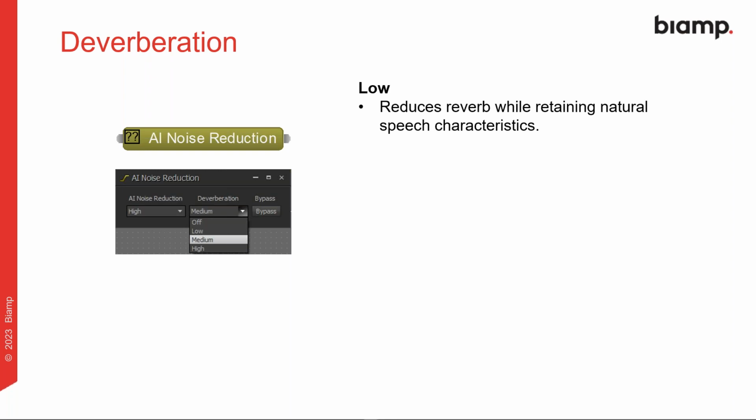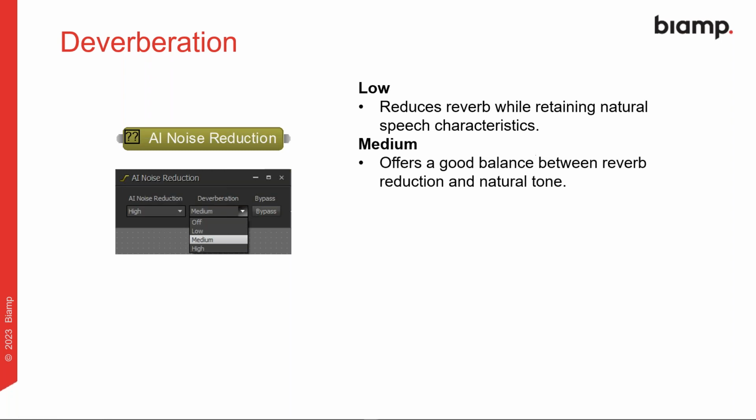So low is very useful for reducing reverb and retaining the speech characteristics. Medium offers a pretty good balance between reverb reduction and natural tone. Again, you can expect a fairly high level of reverb reduction, making the source audio feel much closer, a bit more direct, less smeared, with a good clear speech intelligibility.